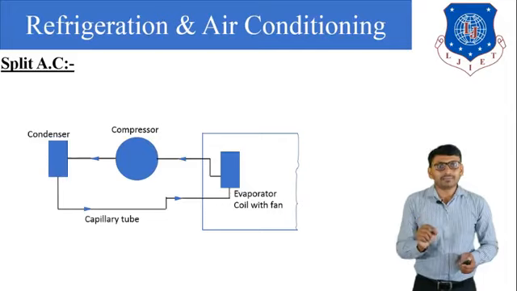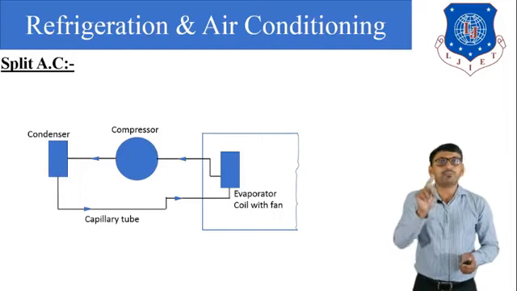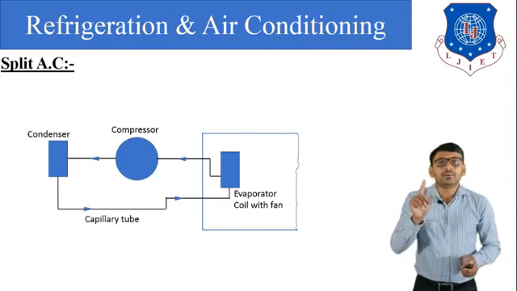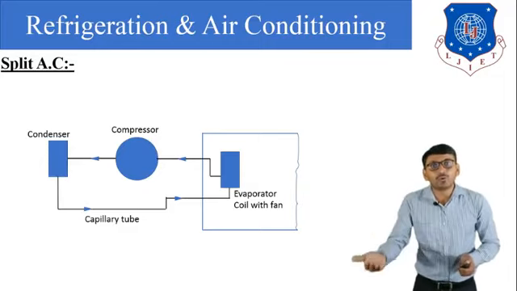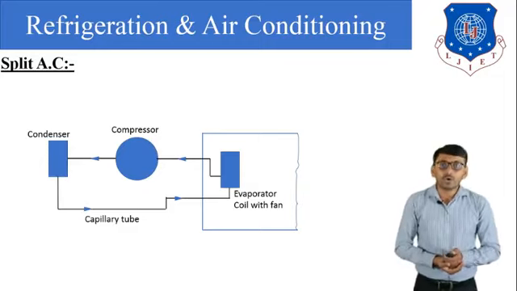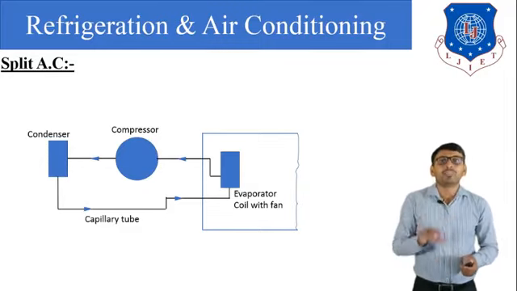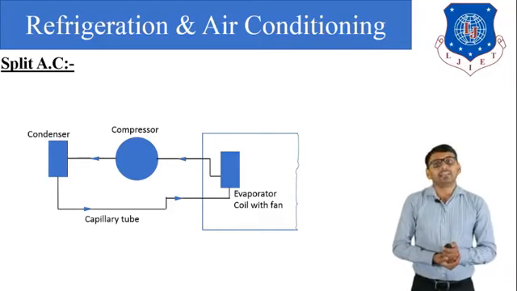So the basic difference between window AC and split AC: in window AC, all the components are assembled in one part, and in split AC, all the components are assembled in two parts. The first part is mounted inside the room, so it is the indoor unit, and the second part is mounted outside the room, so it is the outdoor unit.